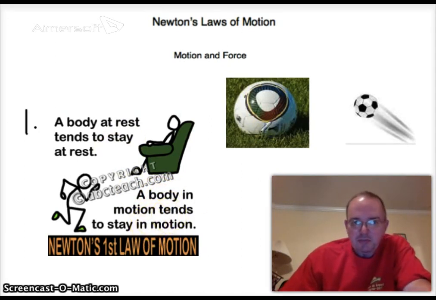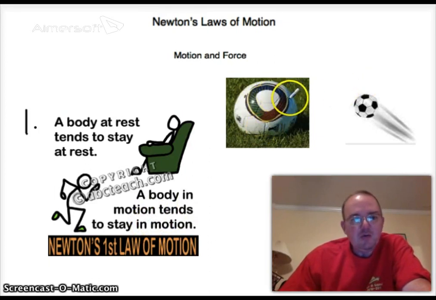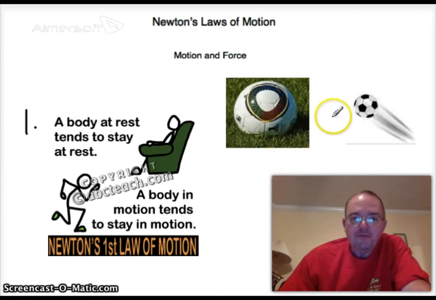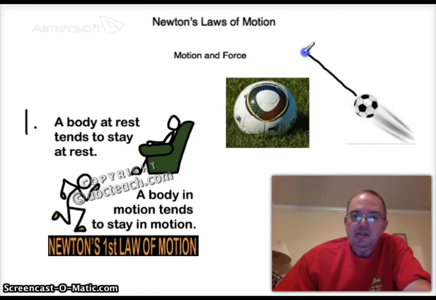Here we have the soccer ball. The tendency is if it's at rest, not moving, then it will tend to stay there until a force is brought upon it. Somebody's foot kicking it, some kind of animal nudging it, whatever force would make it go. And here we have a soccer ball that is moving. This body tends to stay in motion, and it would stay in motion in a straight line until another force acts upon it.